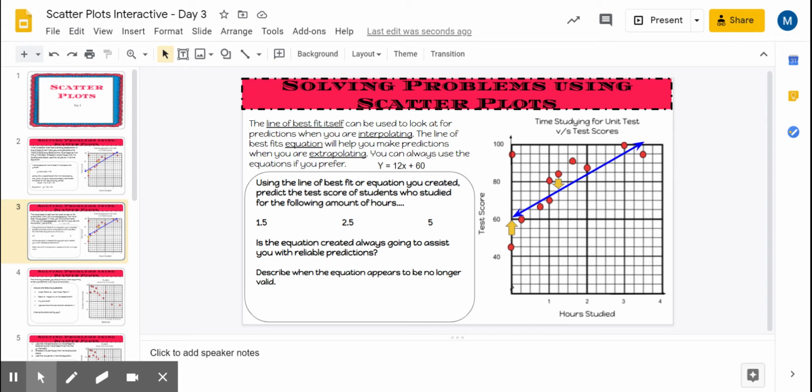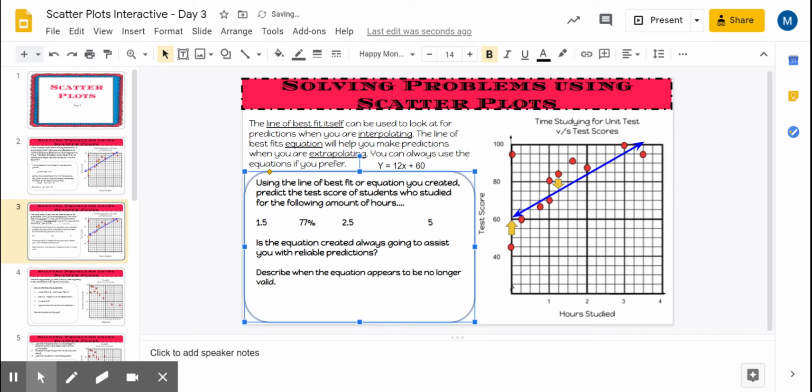It says, using the line of best fit or the equation you created, predict the test scores of the students who studied for the following amounts of hours. All right, so 1.5 hours, I'm going to put my little plus right there at 1.5 because that data is within our graph. I can track up to the line and make a prediction about what the test score would be of somebody who studied 1.5 hours. That was called interpolating. All right, there's no dot there, but I'm just going up and it looks like my little plus sign is pointing at about 70s, between 75 and 80. So I would say about 77%. 77% for that person.